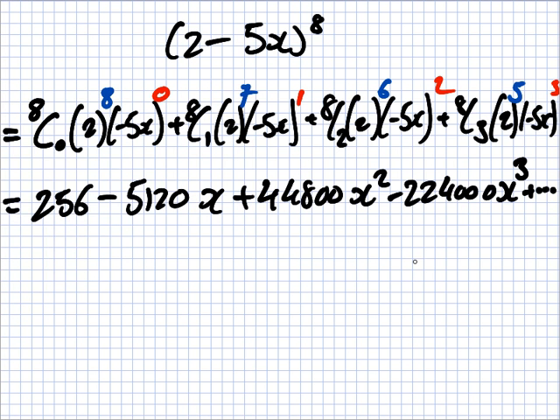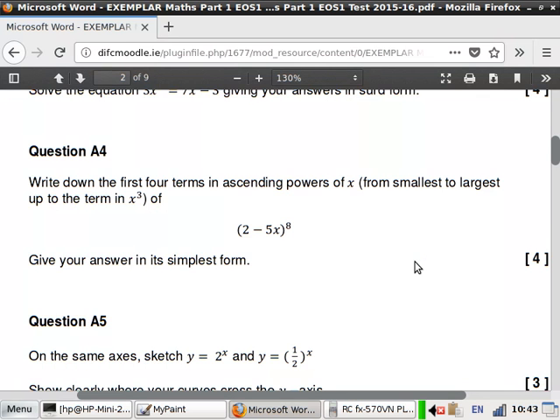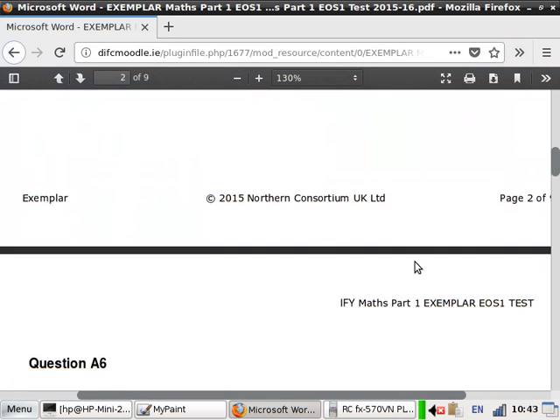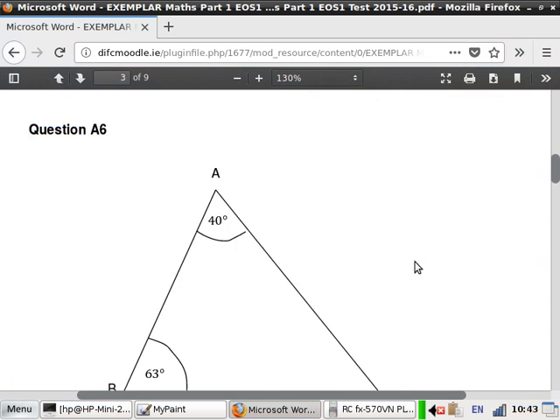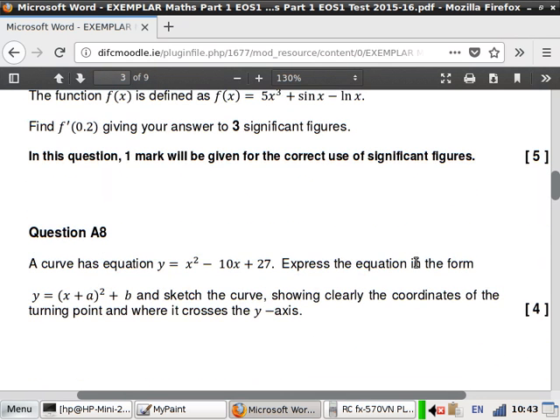Okay. You got this? Haven't done trigonometry yet. Haven't done this one yet. Ah, here we go. 4 minutes for question 8. Go.